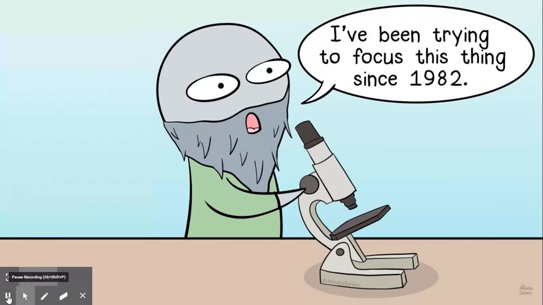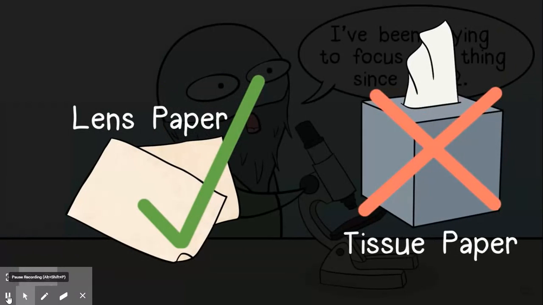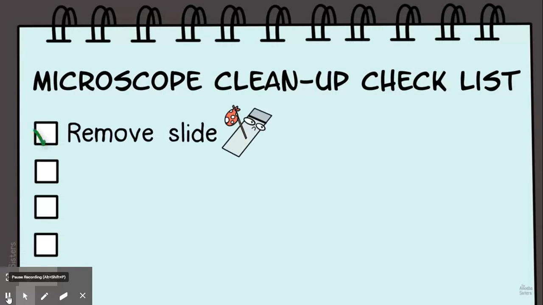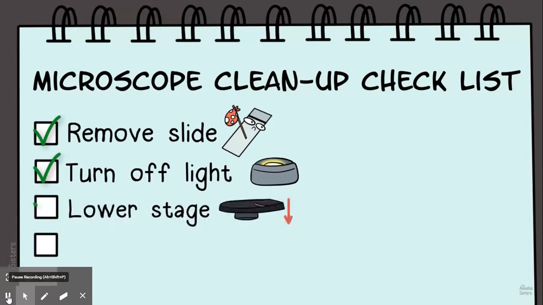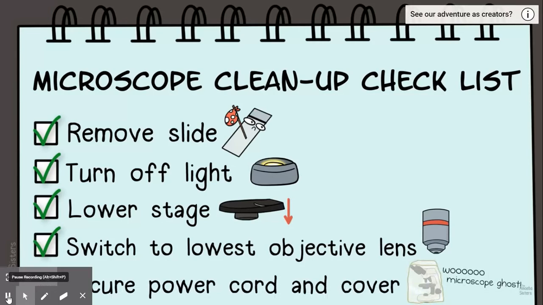And number 3, if it's hard to see your image even when focusing, you may need to clean the lens, but you need to do this by wiping it with lens paper, not regular tissue. When you're done with the microscope, make sure the slide is removed, turn off the light, lower the stage to its lowest position, and return the lowest objective lens over the stage. Unplug it, wrap up the power cord, and if you have a cover, cover the microscope before putting it away.